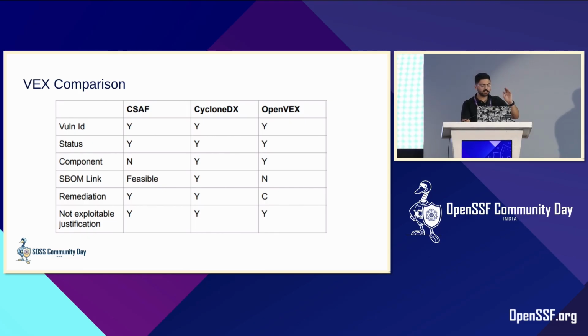Components are also listed. SBOM link is a feature that is much more limited to CycloneDX, because CycloneDX makes SBOMs and also makes VEX. So compatibility between these is pretty good, and SBOM is pretty linkable between these. And remediation: if you found a vulnerability, is there any remediation? Is there anything that you can do to fix that?